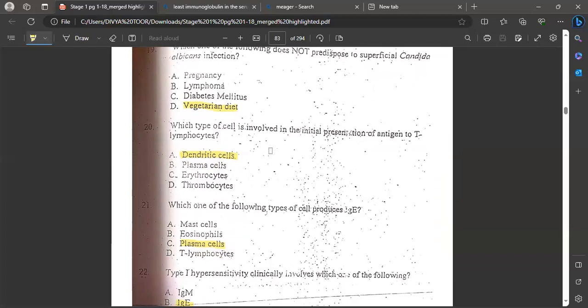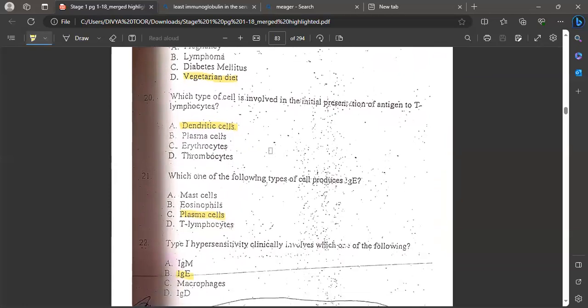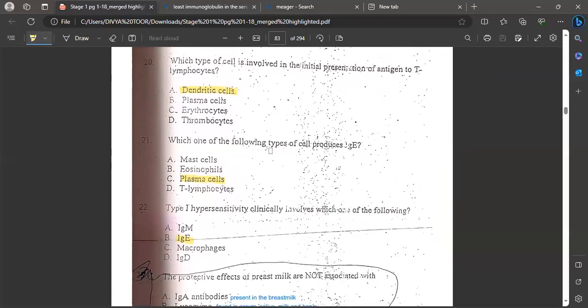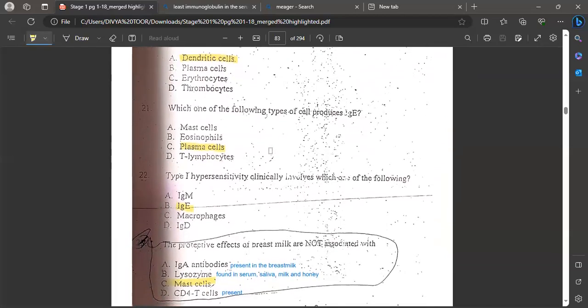Which one of the following types of cells produces IgE? Plasma cells, because it's an antibody. And then mast cells can confuse you there. You're like, IgE, mast cells.